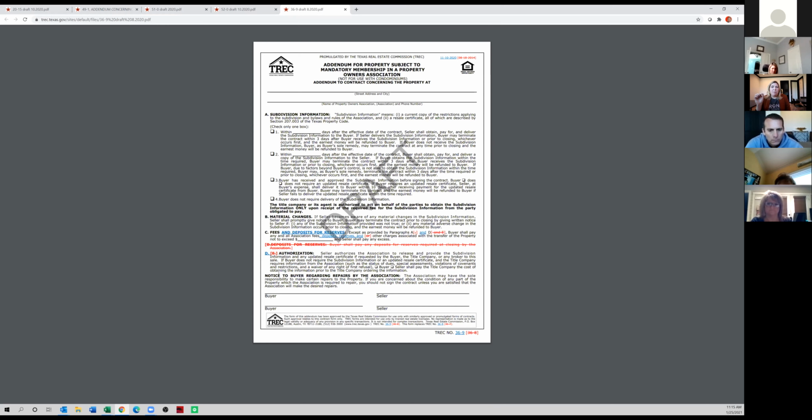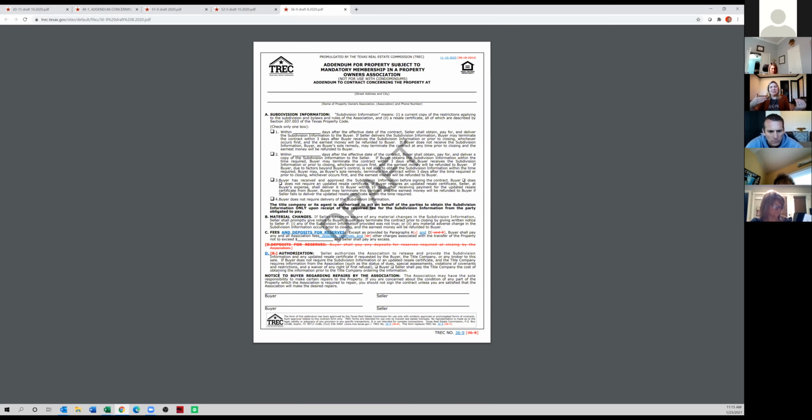Okay. Most of the time when you're writing an offer for the buyer, this listing agent has not done that. And so then your buyer has this free option until they get that subdivision information plus 3 days. Cool. Okay. What changed on this form was section C and D. So section D was taken out, where it says buyer shall pay any deposits for reserves required at closing by the association.